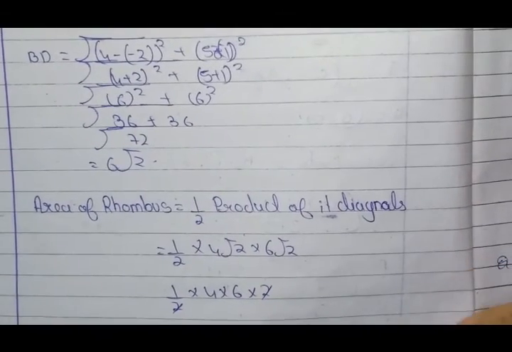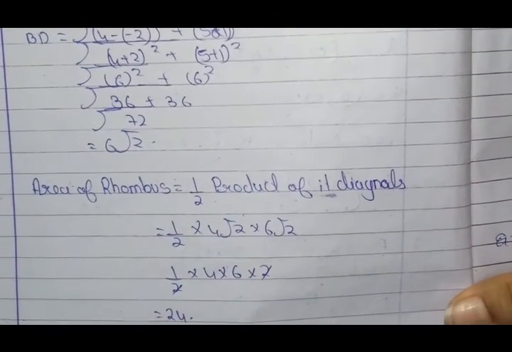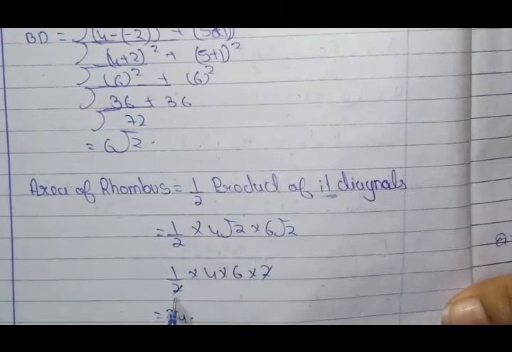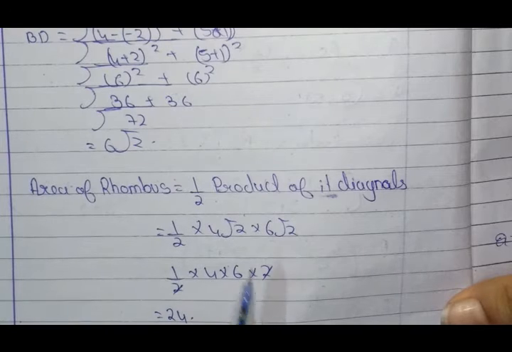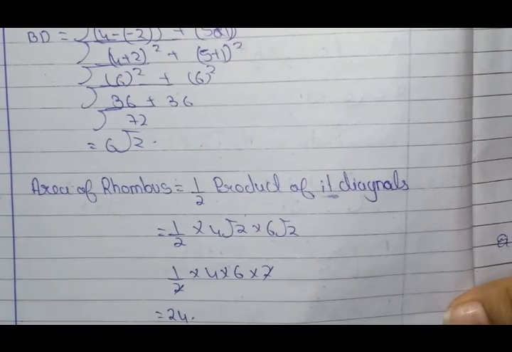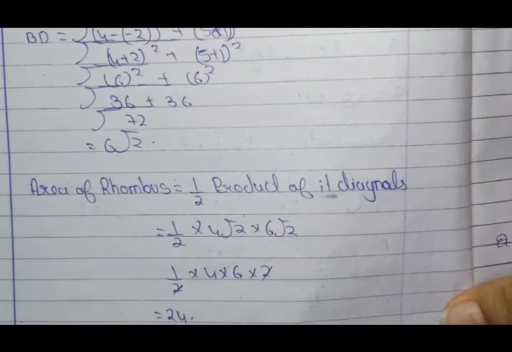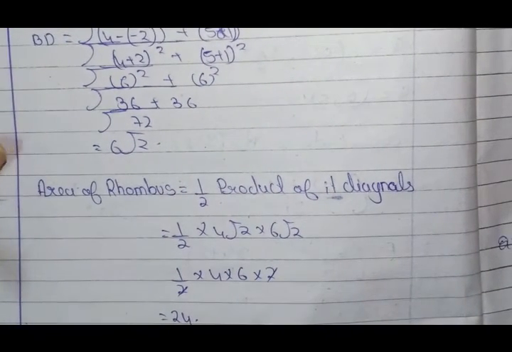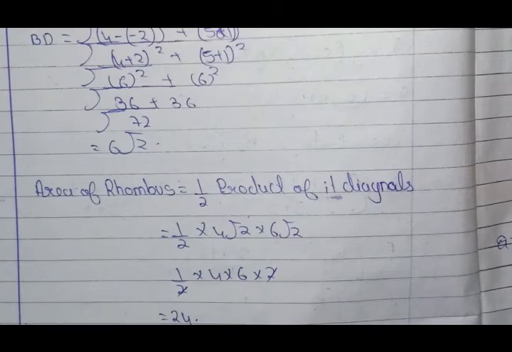Now we know that area of rhombus is equal to 1/2 product of its diagonals. So 1/2 into 4 root 2 multiply 6 root 2. Root 2 into root 2 is equal to 2. 2 cancels. 4 sixes are 24. So area of rhombus is equal to 24 square units. All these sums I have already sent you in a PDF.